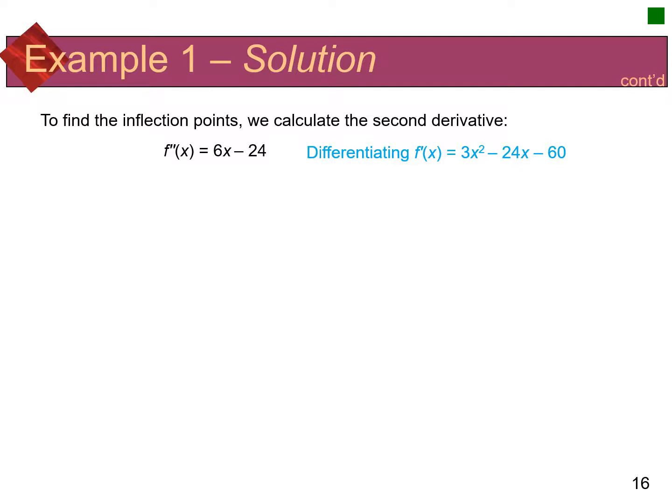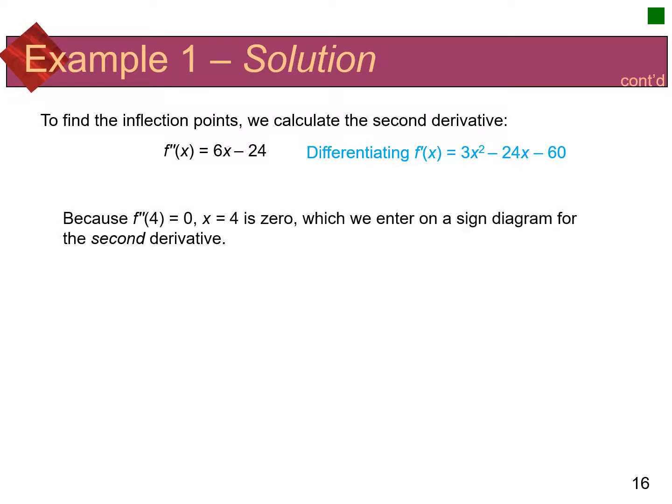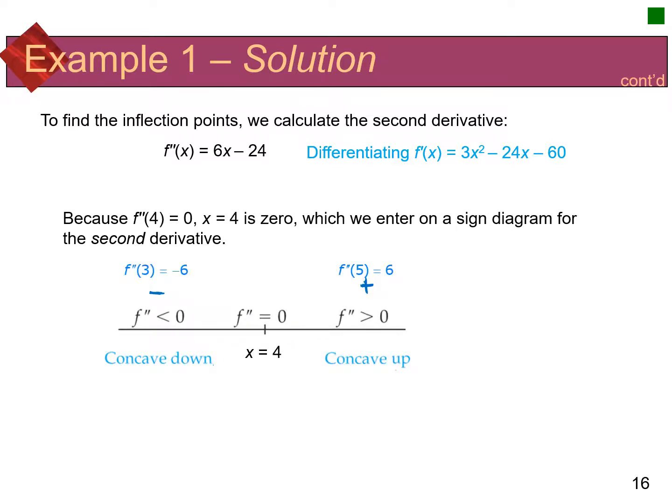6x minus 24. Now again, I'm looking for inflection points here, so I am going to set that equal to 0. And at x equals 4 is where this is going to become 0. So this is a potential inflection point. I'm going to make up another sign diagram, this time for the second derivative. And what you see here is kind of just a fast version of what we've done before. x equals 4 is where the second derivative equals 0.